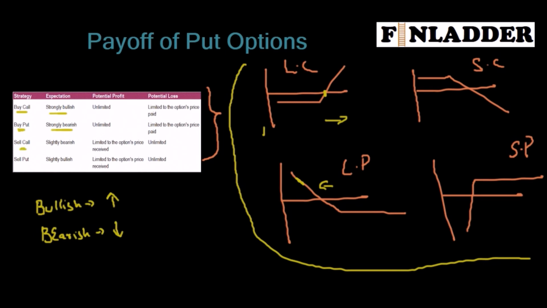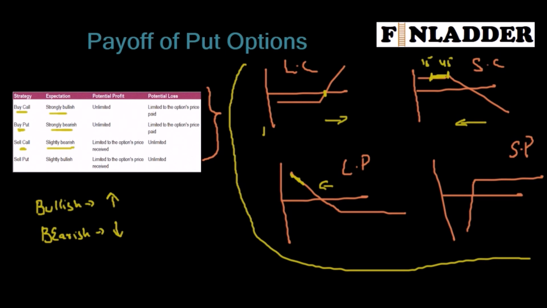In selling a call, here we come to the part of selling a call. What we're anticipating is that the prices should go down, but it doesn't affect us if the prices end up at 15 or at 45. We'll be making the same profit on both of the prices. So we're slightly bearish. On the other hand, in long put, we were completely bearish. The lower the price of the underlying, the more the profit we have.